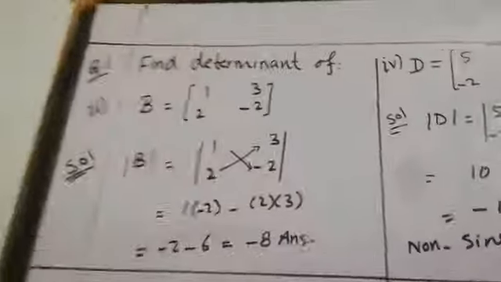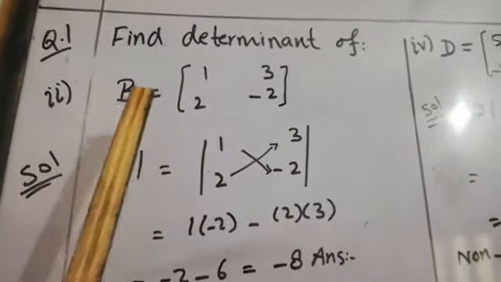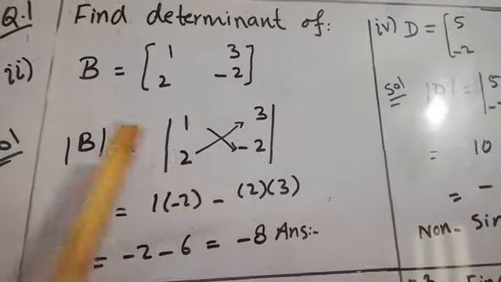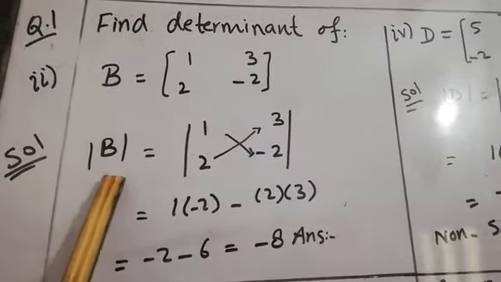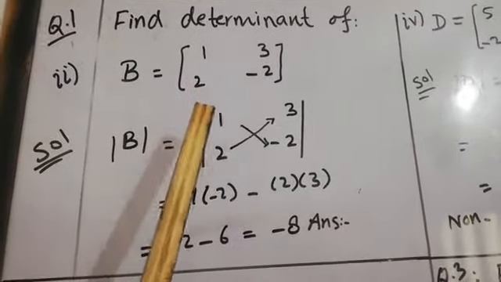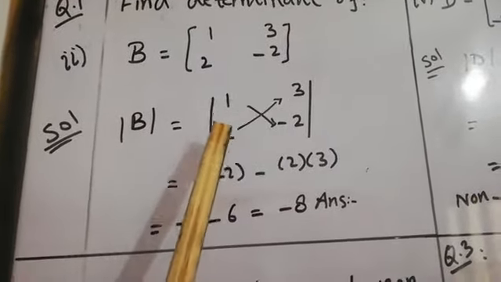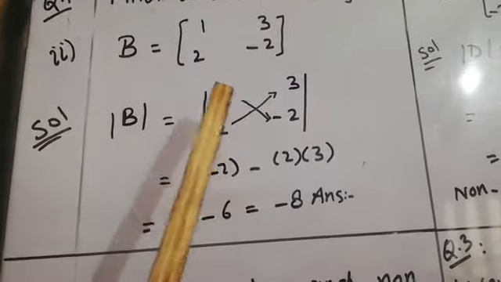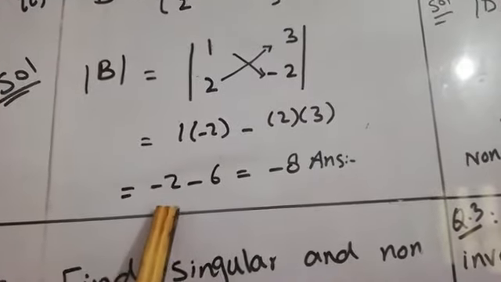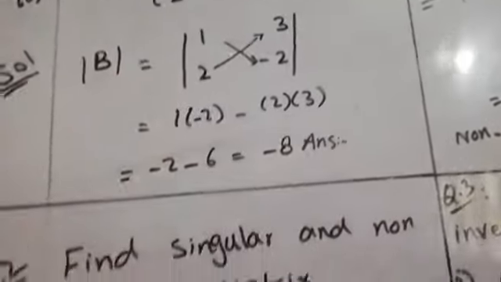Now we are going to find the solution. Question number 1, find the determinant of part 2, B equals 1, 3, 2, minus 2. First of all, we will write these two sides in the form of the determinant. B determinant equals 1, 3, 2, minus 2, and according to the rule ad minus bc, we will multiply this diagonal minus this diagonal. So minus 2 ones are minus 2, 3 twos are 6, and minus according to the formula. So minus 2 and minus 6 is equal to minus 8. This is the determinant of this matrix.